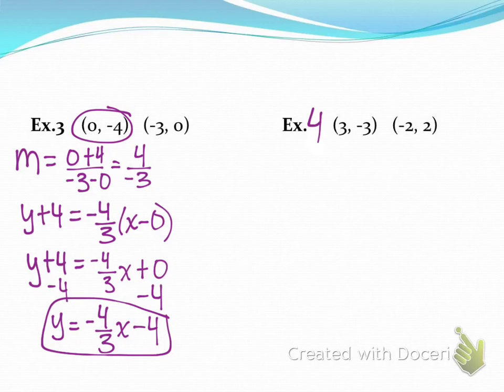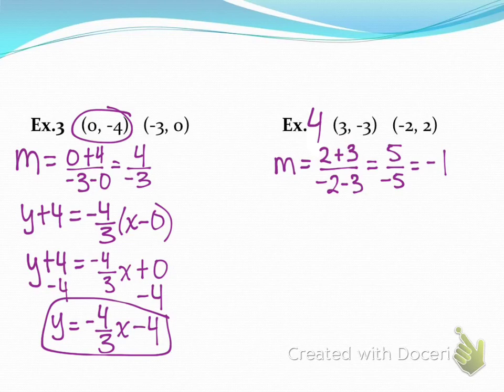Tariana, can you tell me how you set up to find your slope? I did m equals 2 plus 3. And then at the bottom, I did negative 2 minus 3. Very good. And what did you get for your slope? I got 5 over negative 5, negative 1. Very good. We should have gotten a slope of negative 1. Even if you set it up a little differently, we should still end up with the same slope.